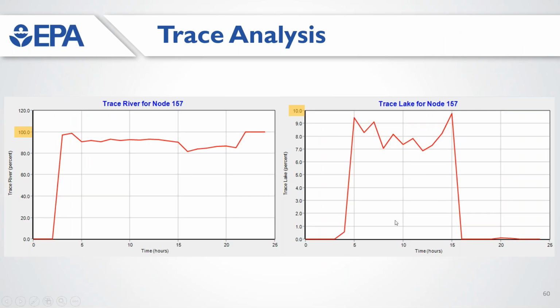Again, it's the result. Rather than showing the map, you can plot it in a graph. You can see Trace river for node 175, Trace lake for node 157, sorry. So basically you run twice. One tracer analysis with tracer node river. One tracer analysis with tracer node lake. Then you plot the two. They should add up to be 100.